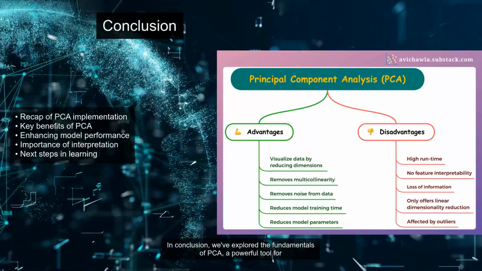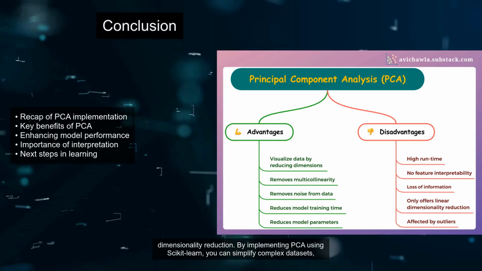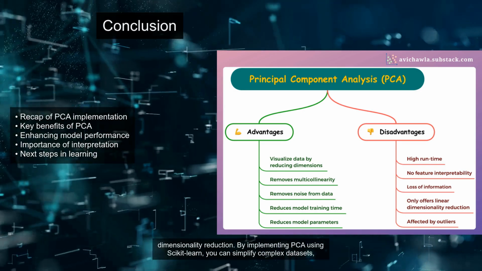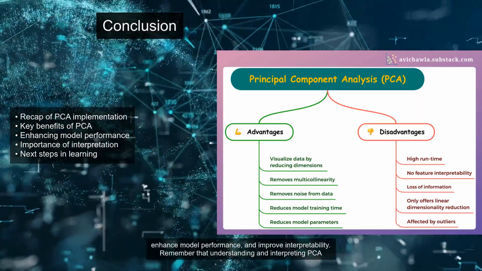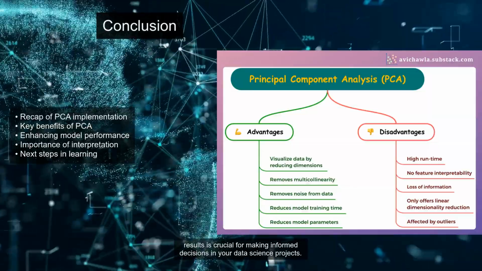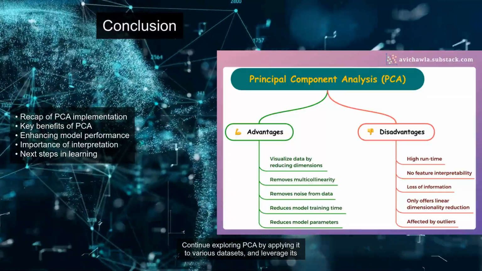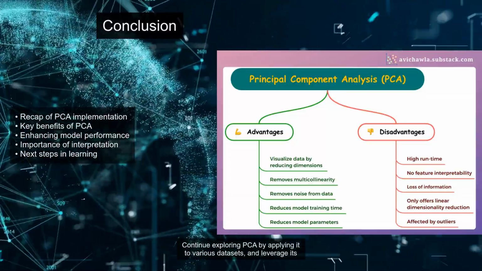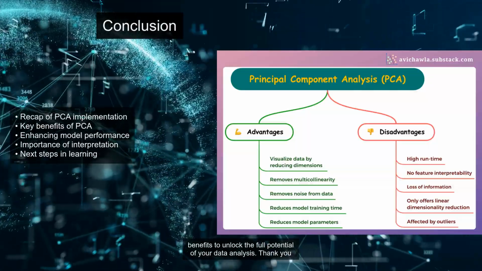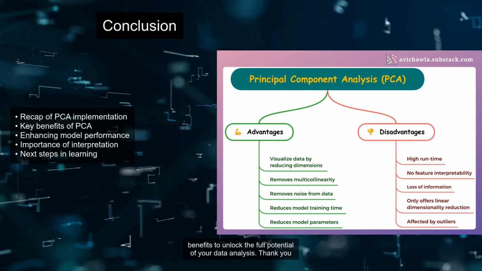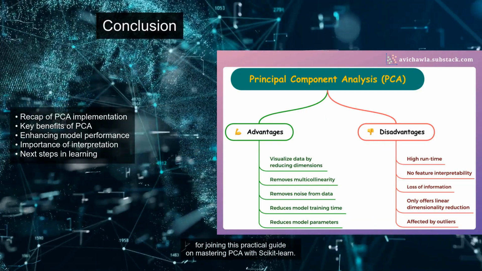In conclusion, we've explored the fundamentals of PCA, a powerful tool for dimensionality reduction. By implementing PCA using Scikit-learn, you can simplify complex datasets, enhance model performance, and improve interpretability. Remember that understanding and interpreting PCA results is crucial for making informed decisions in your data science projects. Continue exploring PCA by applying it to various datasets, and leverage its benefits to unlock the full potential of your data analysis. Thank you for joining this practical guide on mastering PCA with Scikit-learn.